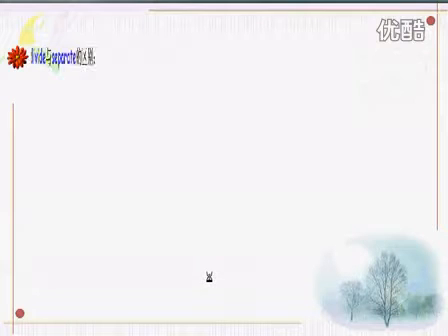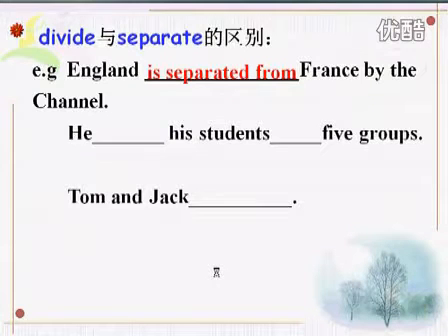Okay, now look at the next. England is separated from France by the channel. Okay, and next, he divided his students into 5 groups.